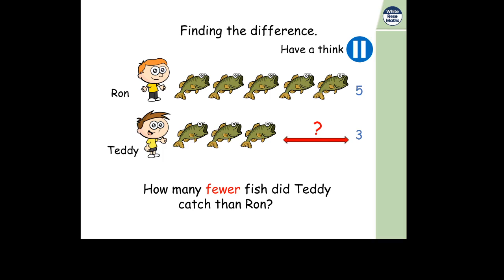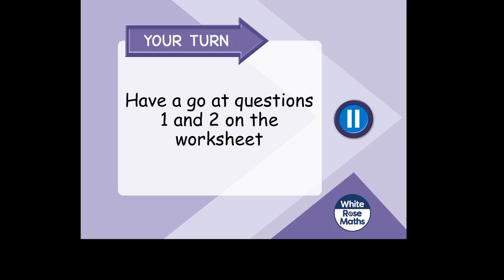So we want to find out this amount here, how many fish would go into that space? Well, the answer is still 2. So it's the same answer, just worded a different way. Remember yesterday I talked about the fact that we could talk about how many more and how many less. How many fewer is the how many less? How many would we have to take away from Ron to make the same as Teddy?